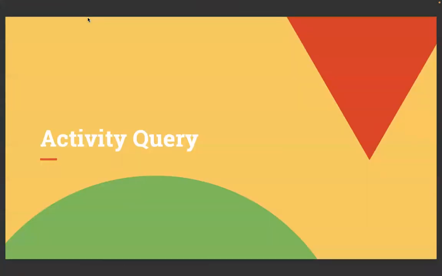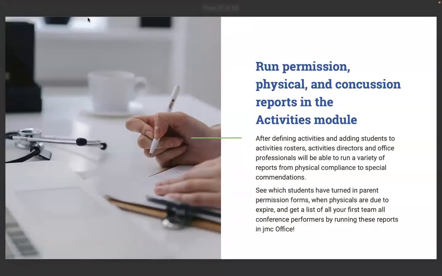So getting into running these activities reports, these are activities queries, if you will, and we're talking about specifically running permission, physical, and concussion reports. So after defining your activities and adding your students to those rosters, activities directors and office professionals will be able to run a variety of reports from physical compliance to special commendations.